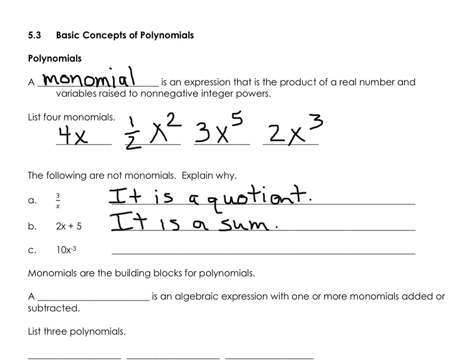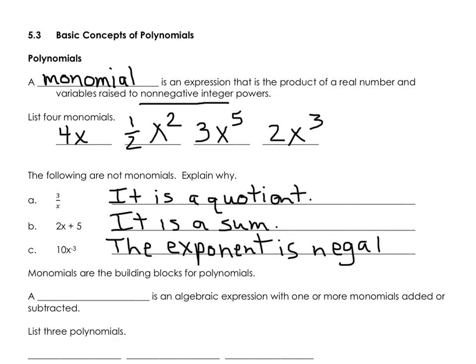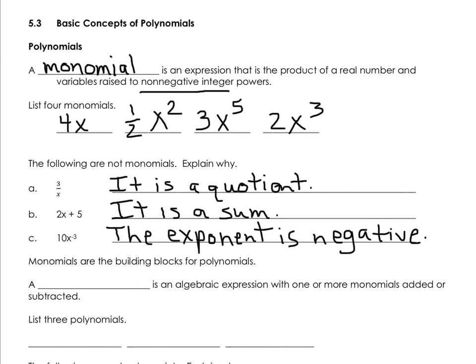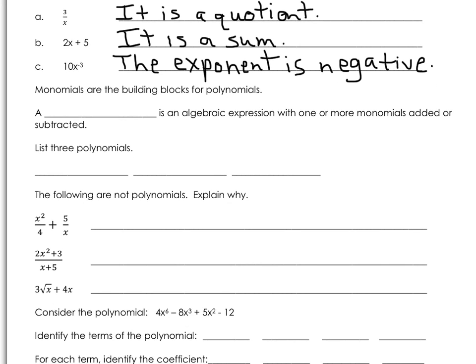10x to the negative 3, look at that exponent. Negative 3, we're supposed to have non-negative integer powers. So the exponent is negative. That's why it's not a monomial. Monomials are the building blocks for polynomials.